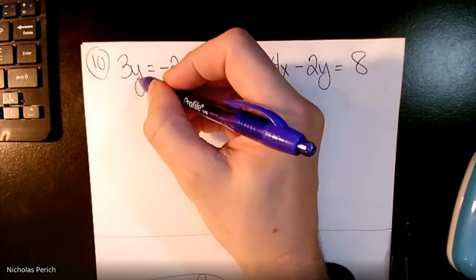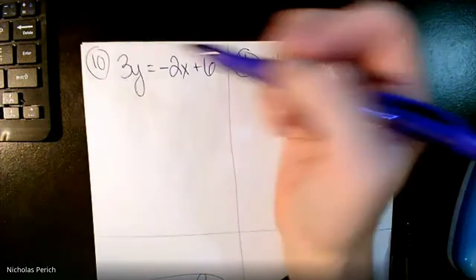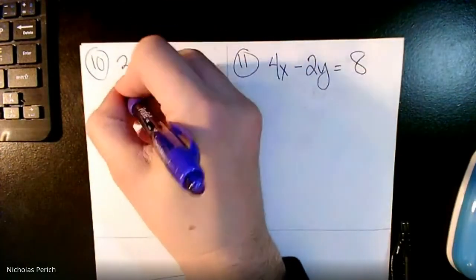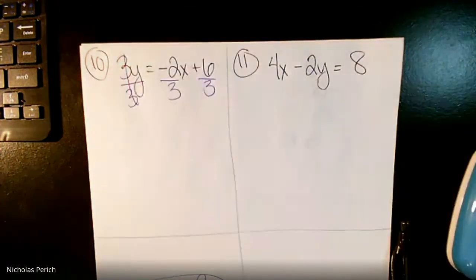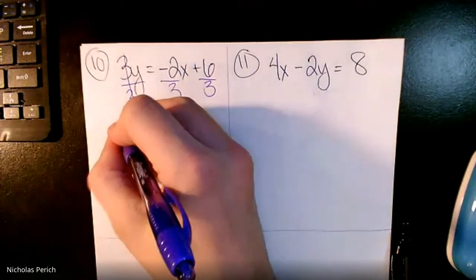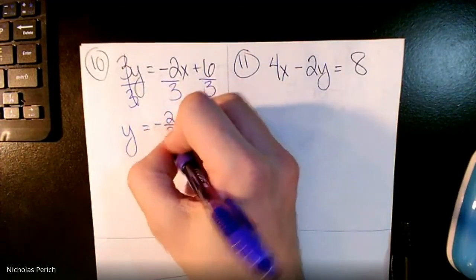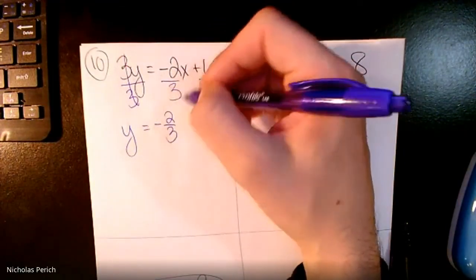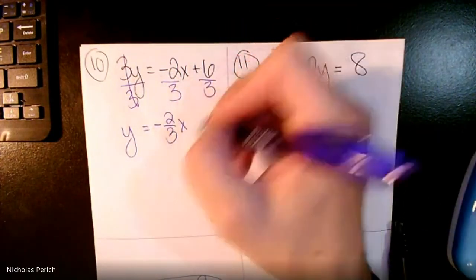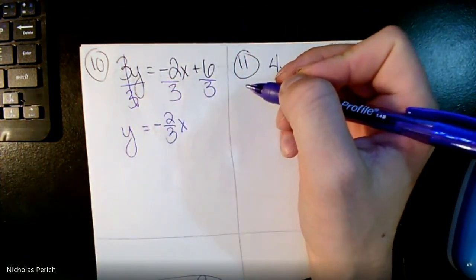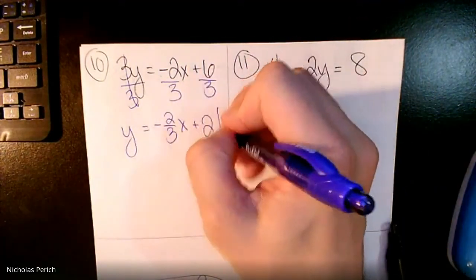Is y all by itself? No. What's in the way? 3. How do I get rid of the 3? Divide everything by 3 and cross it out. y equals negative 2 over 3 x plus 6 over 3. Wait a minute, doesn't negative 2 over 3 simplify? No. But 6 over 3 does simplify to 2. Is y all by itself?